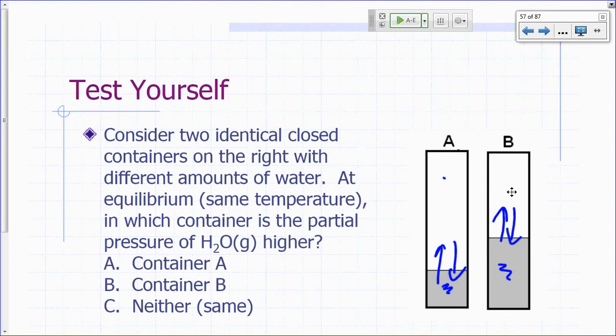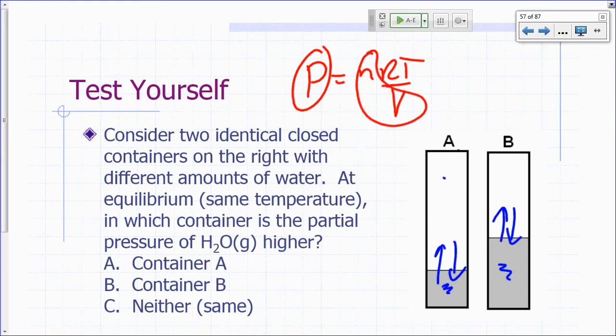If you remember from your ideal gas law, PV equals nRT, so P equals nRT over V. If you're going to have the same pressure, then you're going to have the same concentration, since a bigger volume simply means you're going to have more moles of water vapor.